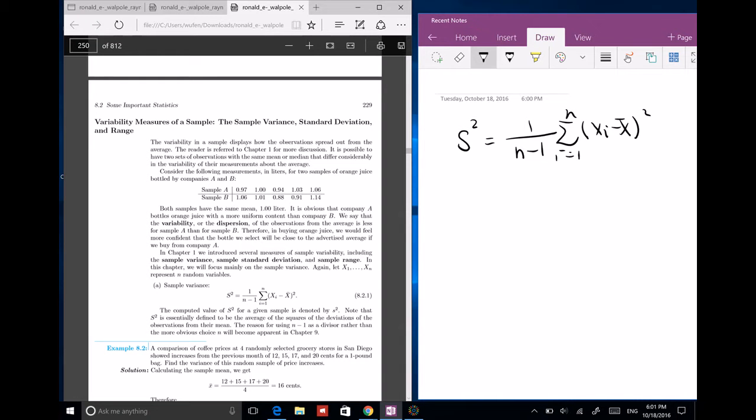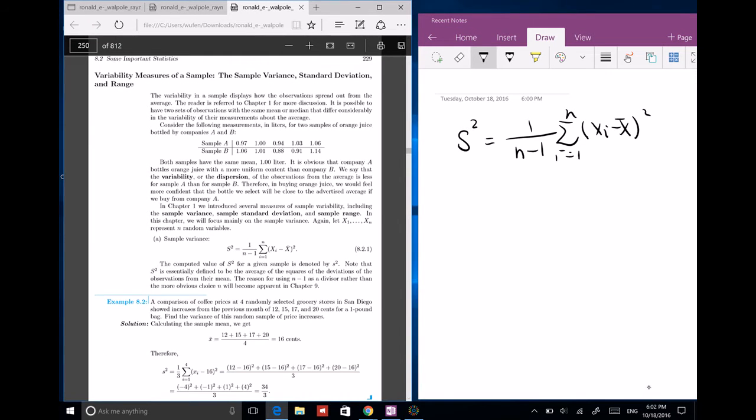But for the population variance, the n minus 1 is n. If you check the previous one, you can see that. And then the variance of the sample is defined this way. Look at this: the computed value of s squared for a given sample is denoted by s squared, which is the sample variance. Note that s squared is essentially defined to be the average of the squares of the deviations of the observations from their mean.